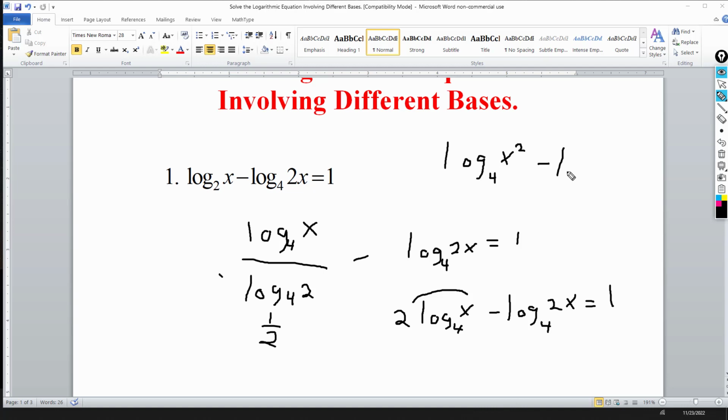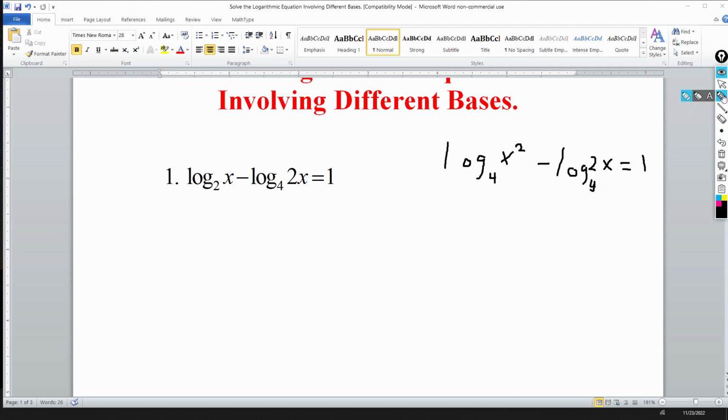This will be minus the log of 2x to base 4, equal to 1. So now, since I have the same base and I have a difference here, the property of logs tells me that when I have a difference of logs, I can write it as the log of this quantity over this quantity. This is base 4. So this would just be written as x squared over 2x.